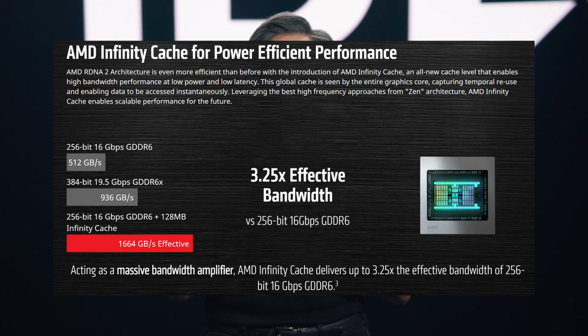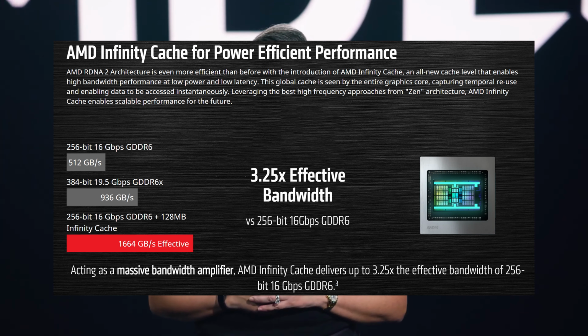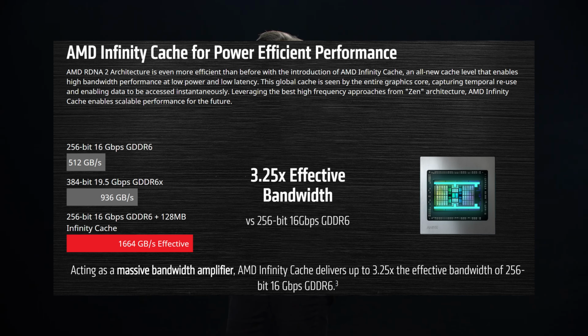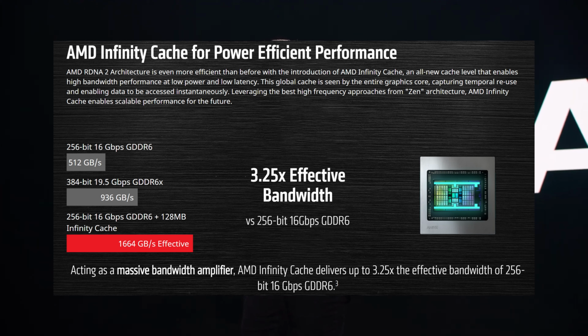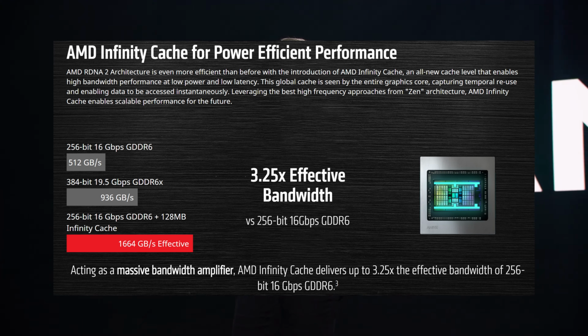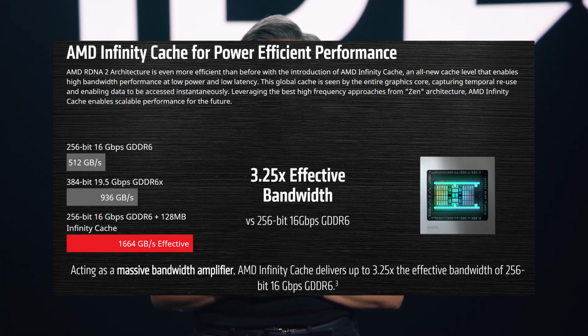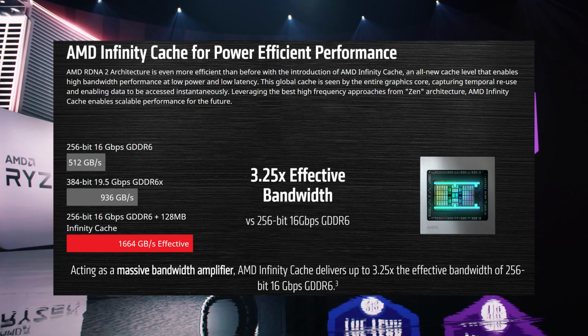So AMD's RDNA 2 architecture is even more efficient than before with the introduction of AMD Infinity Cache, an all new cache level that enables high bandwidth performance at low power and low latency. This global cache is seen by the entire graphics core, capturing temporal reuse and enabling data to be accessed instantaneously. Leveraging the best high-frequency approaches from Zen architecture, AMD Infinity Cache enables scale performance for the future.